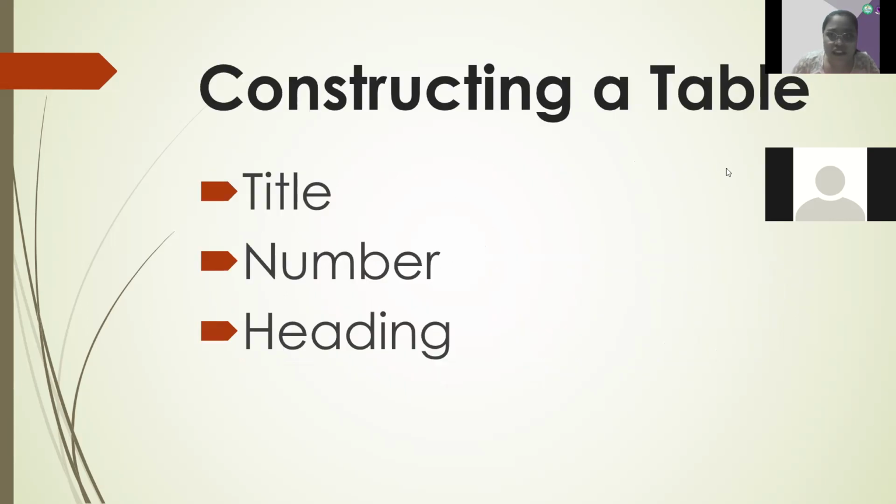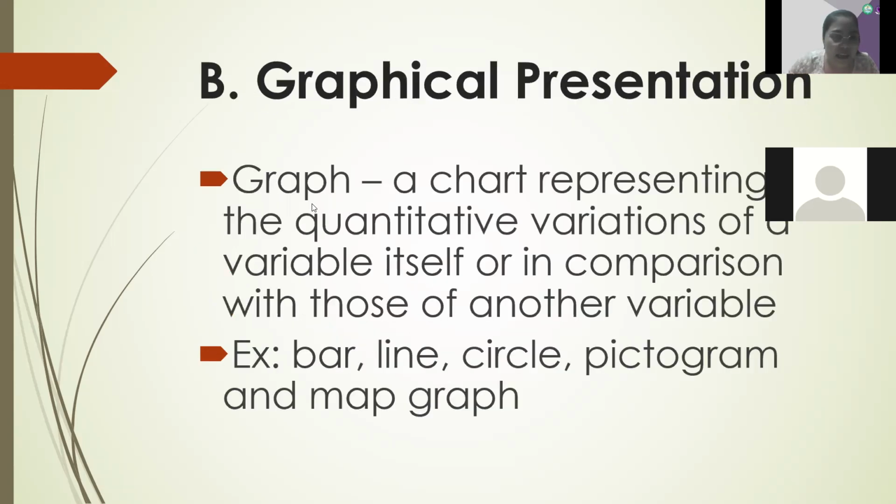Now, in constructing the table, you need to have the following. You have the title. The title is the word table, followed by a number. So, for example, table number one. And then you have to have a heading. So, for example, table number one, demographic profile of the respondent. So, that will be the heading, demographic profile of the respondent. The heading will actually show the readers what is included in the table.